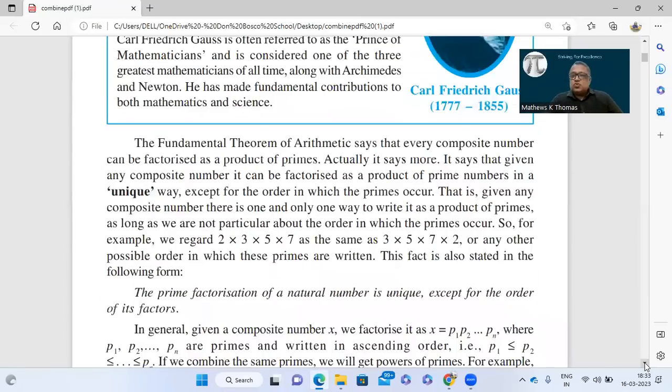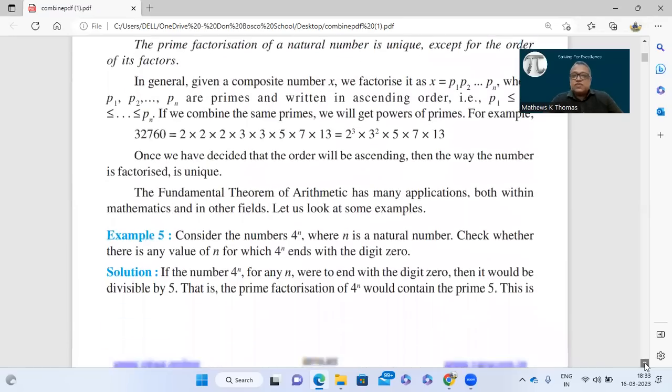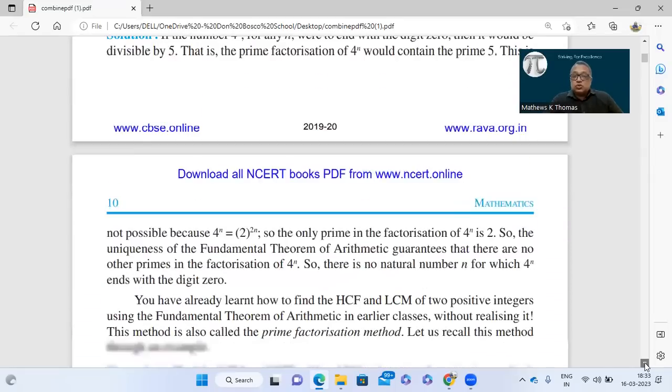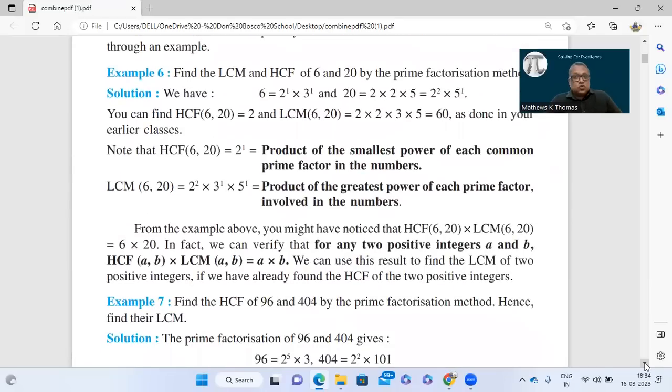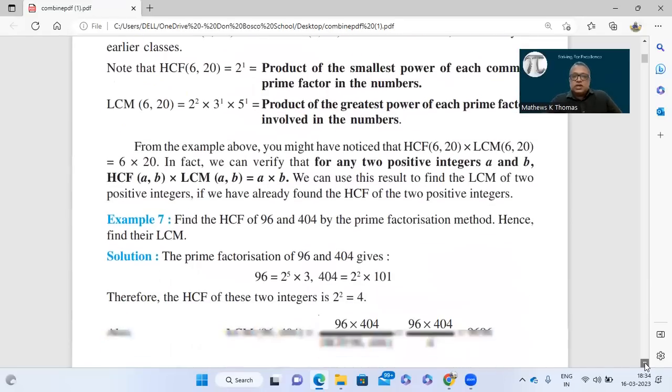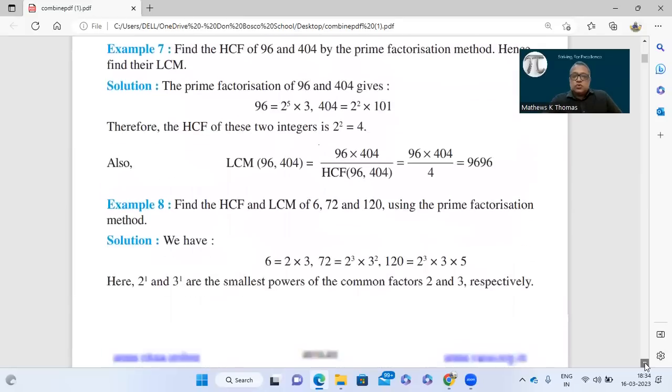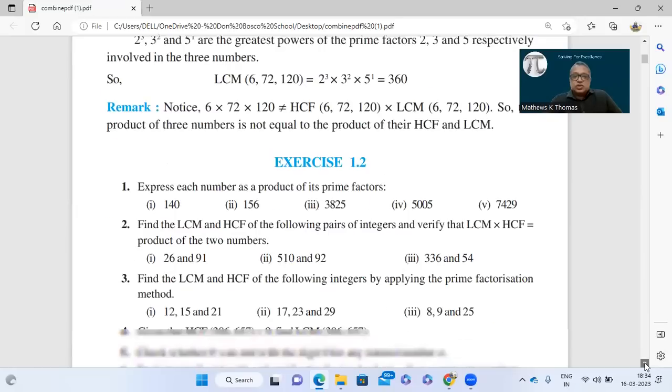And here we should know how to find the HCF and LCM of numbers, and also to verify that HCF into LCM is the product of numbers. So if you see example number 6, find HCF and LCM. You don't have to do the verification. That is HCF and LCM by the prime factorization method. The Euclid division lemma and algorithm need not be done. That's cancelled. So we are doing only the prime factorization method.